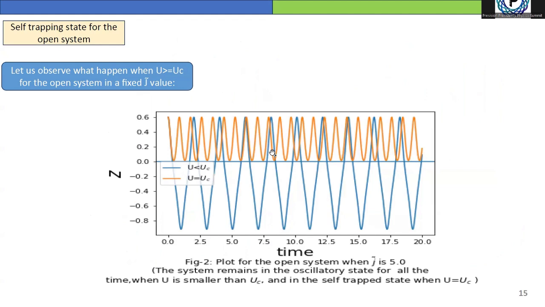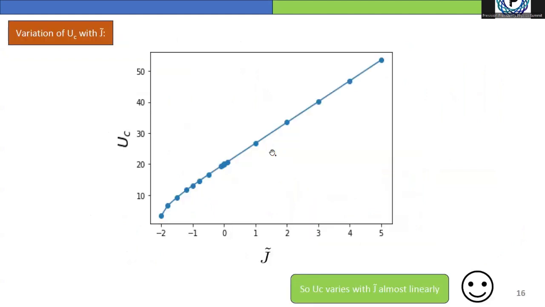Now here also we try to see the variation of z with respect to time. As in the previous case, when we cross the critical limit, we get a self-trapped state. It means particles get trapped in one of the wells. Now here we try to see the variation of the critical uc, after which the particles get trapped in one of the wells, with respect to J tilde. J tilde was the external perturbation which we added in the tunneling to make it non-reciprocal. We can see that with J tilde, uc varies almost linearly. When we increase J tilde, uc is also increasing.